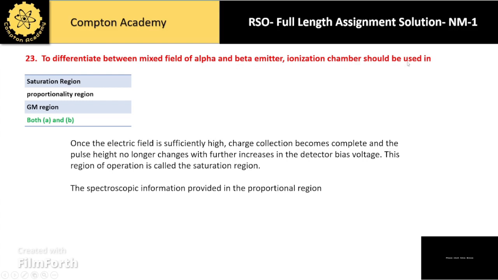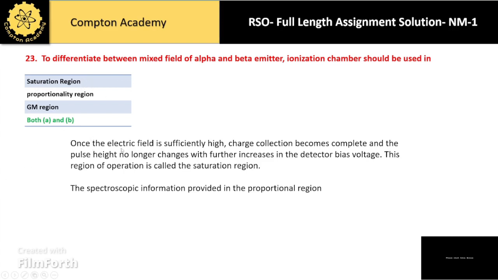Now the question number 23, to differentiate between the mixed field of alpha and beta emitter, ionization chambers should be used in. So for this differentiation of alpha and beta, the ionization chamber can be used in the saturation region and the proportional region. The saturation region is also called the ionization region.